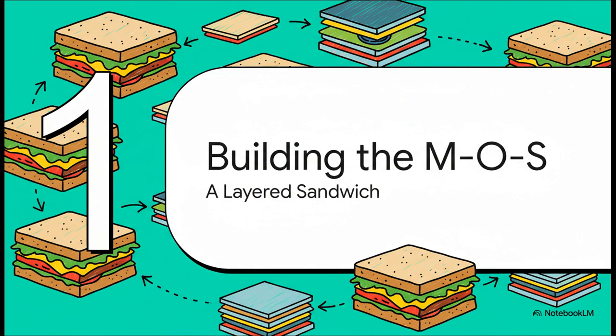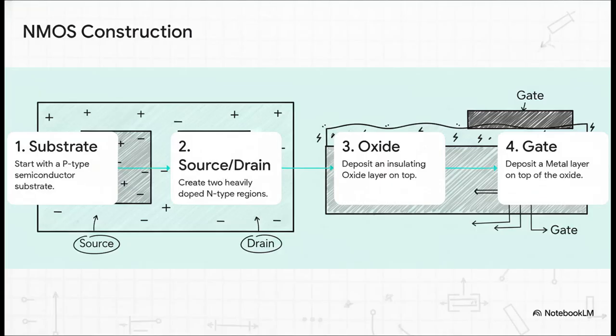See, this part of the name actually tells you exactly how the thing is built. The best way to think about it is like a tiny, super precise little sandwich. So let's build one right now, just step by step. First, you start with a base of silicon, what we call a p-type substrate. All that p-type means is that it has a bunch of positive charges floating around in it. Then we create two little pockets inside that base that are full of negative charges. These are our n-type source and drain.